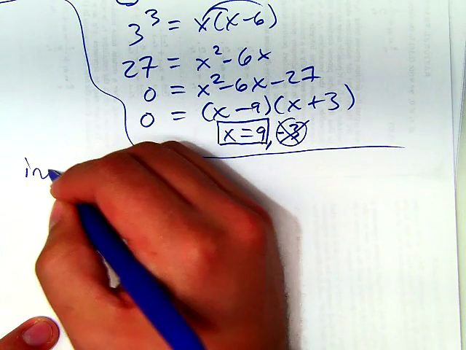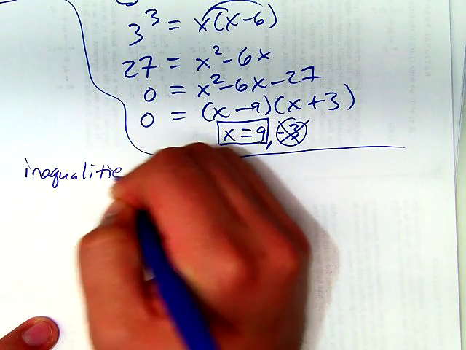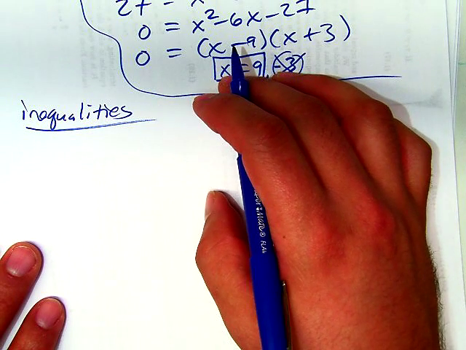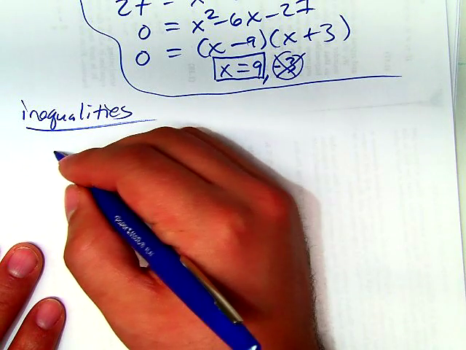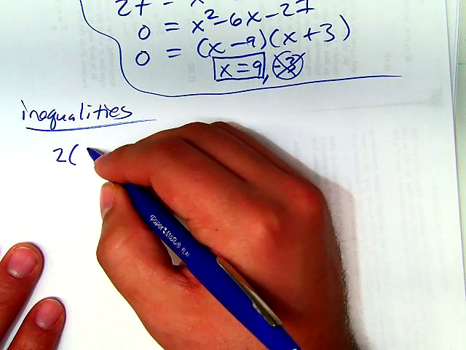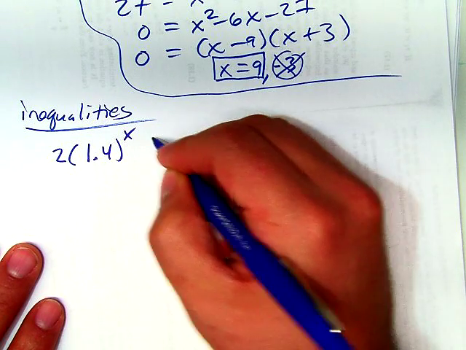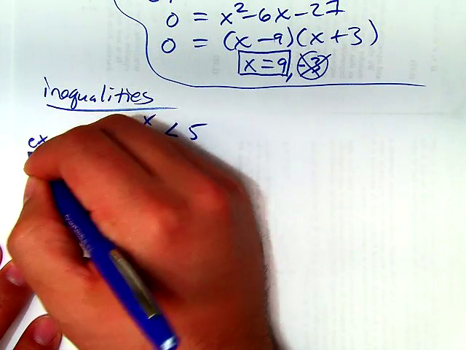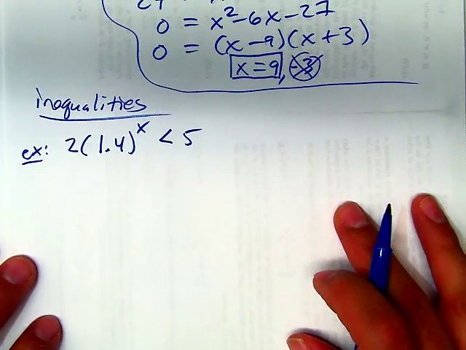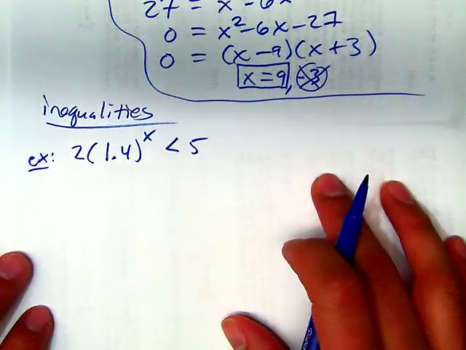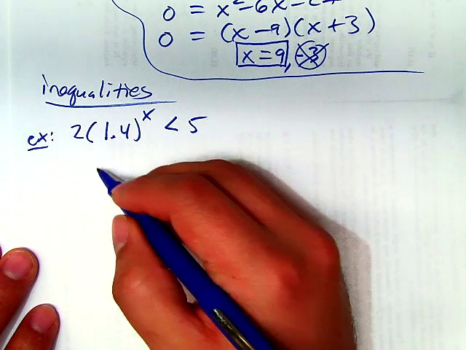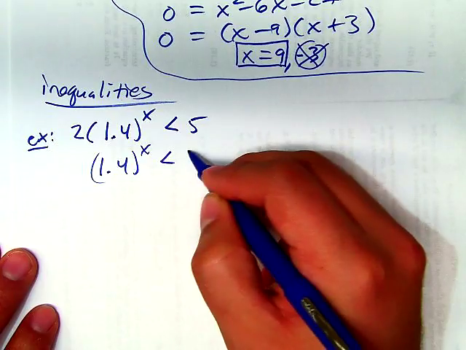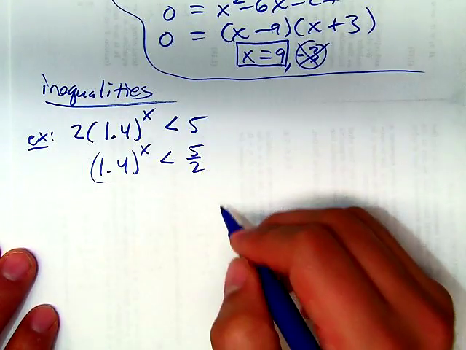Let's do a couple of inequalities. Those work a little different. Let's say I have 2 times 1.4 to the x, and let's say that that's less than 5. So here's an example. Alright, so if we're trying to get x alone, there's actually something I can do here, which is to divide by 2. So we're going to do 1.4 to the x is less than 5 over 2.